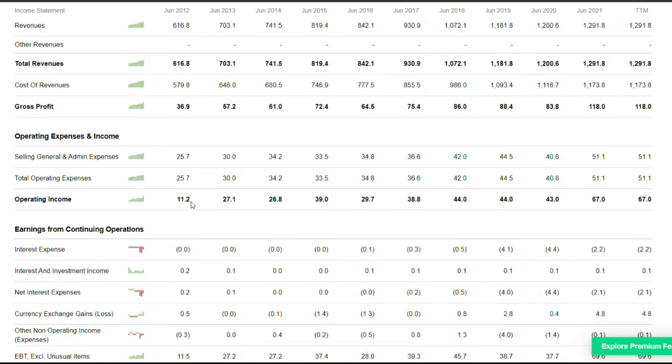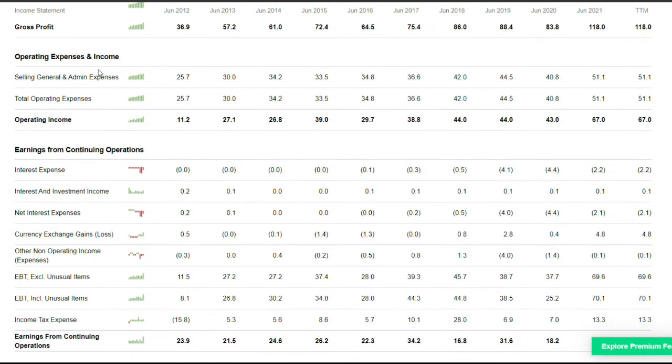Again, then moving on to the next part, which is operating expenses and income. This gives us the selling, general and admin expenses, basically how much money they are using to generate sales, how much money they're using in marketing, how much money they're using in different things like that. This business, Kimball Electronics, is very simple, very easy to understand. Basically the selling, general and admin expenses for them has been going up.